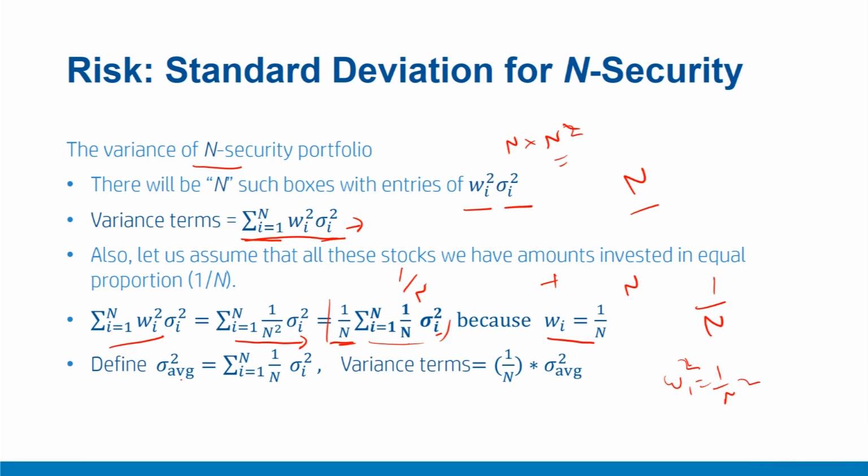So we get an expression inside which we can define as average variance. So if I define average variance as something like this, we'll have 1 upon n into the average variance term, which is defined simply like this. So our overall variance for the portfolio becomes 1 upon n times sigma square average, where this is the average variance term defined as this.